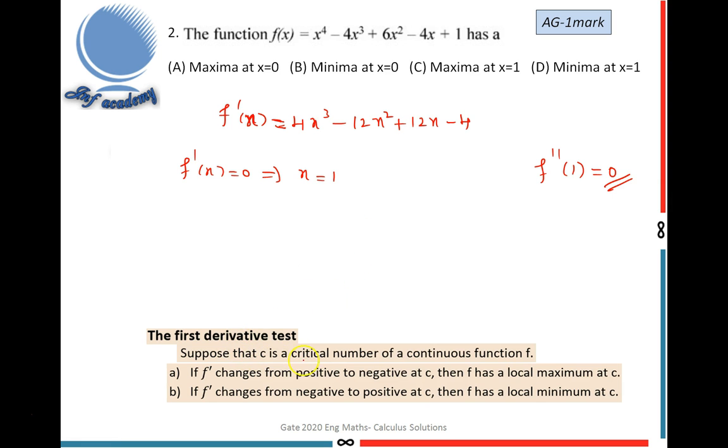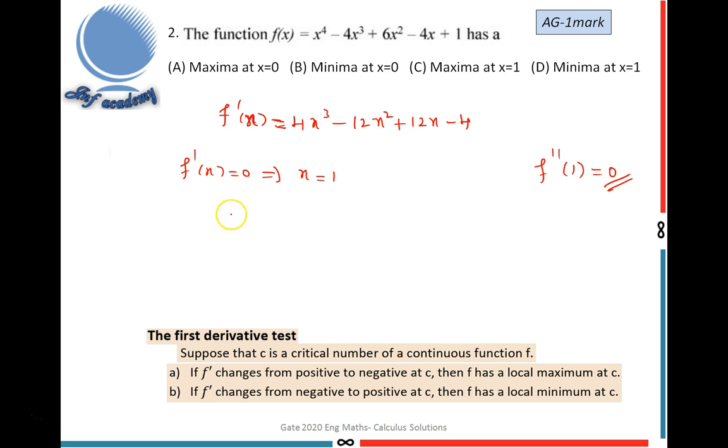Suppose that c is a critical number of a continuous function f. If f dash changes from positive to negative at c, then f has a local maximum at c. And if f dash changes from negative to positive at c, then f has a local minimum at c. Here x equal to 1 is a critical number and f is a continuous function. So I find whether f dash changes from positive to negative or negative to positive.